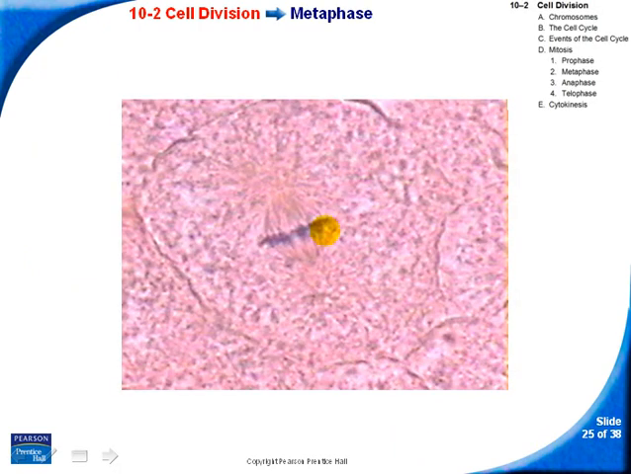And here's a picture of it. You can see the chromosomes are all lined up in the center. You can see these lines, the blurry lines, those are the microtubules going to the centrioles, which are roughly there and there.